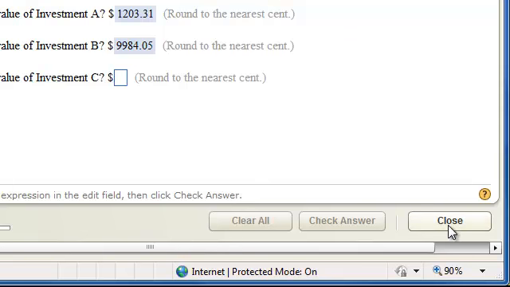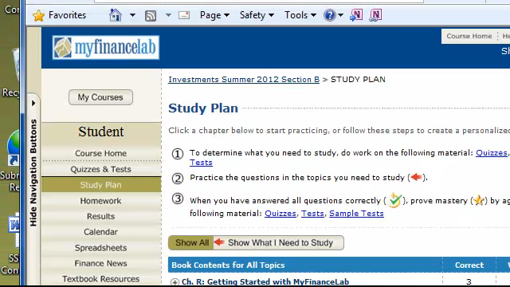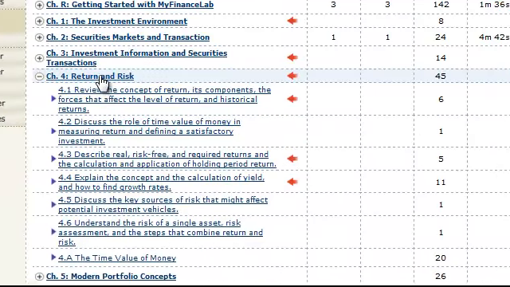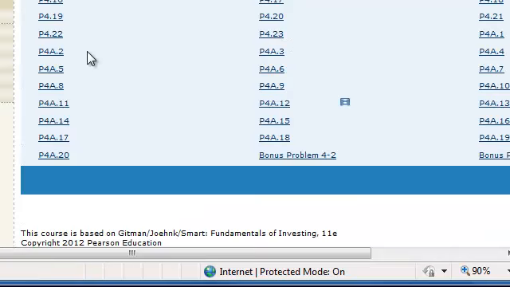Now I'm going to close this particular problem. Problem 4A4 is a similar concept. Problem 4A5 is looking for the future value of an annuity. And an annuity is when you put the same amount of money in every year at the end of the year. So I'm going to go to 4A5.